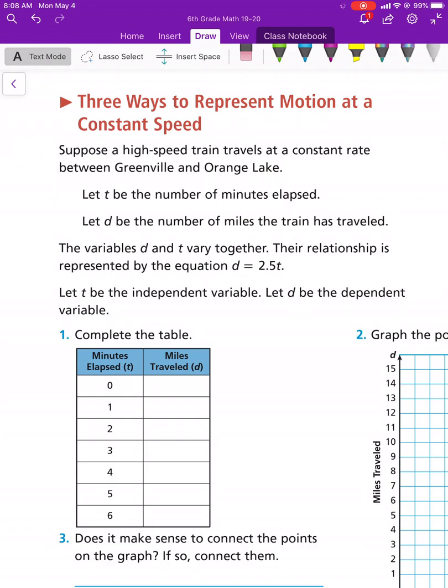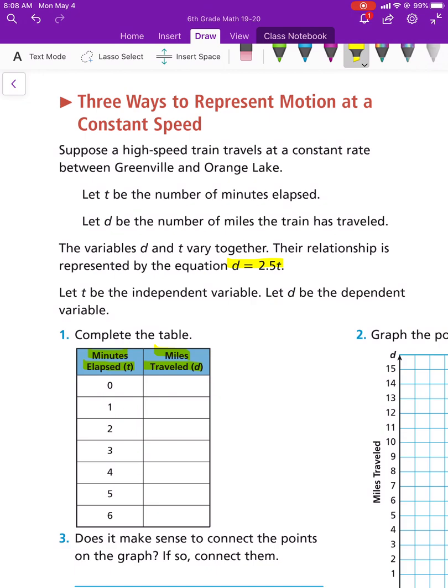So remember, when things vary together, it means that they change together at a constant rate. So for example, in lesson 11, we learned that every second that passes, distance is moved, right? And those move together. We're going to do something really similar here. We're going to talk about minutes elapsed in time, and then also miles traveled in distance, right? So we have our T's, we have our D's. So this equation right here is basically saying that distance is equal to 2.5 times whatever the time is.